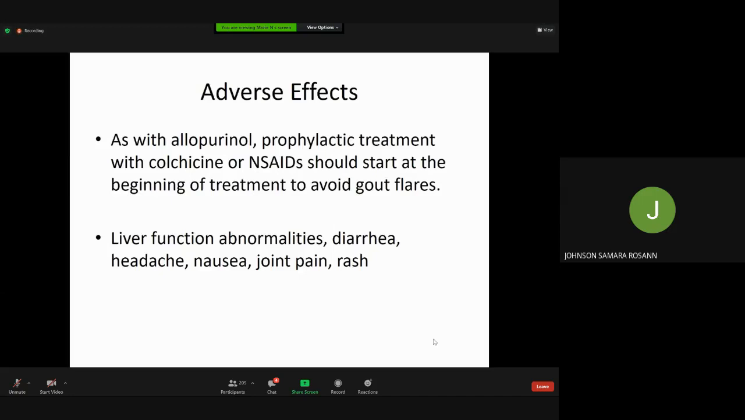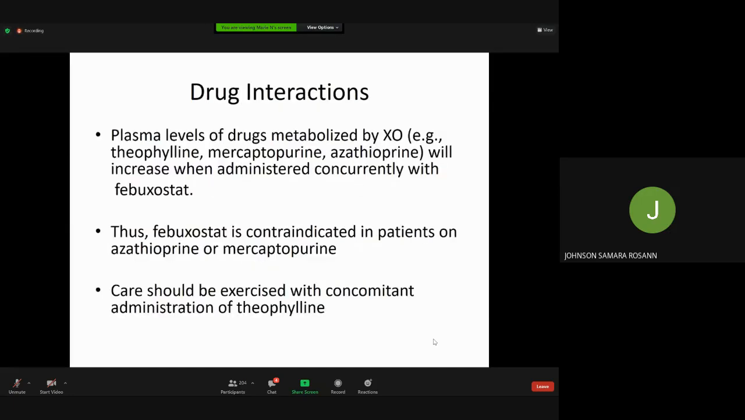In a patient on febuxostat, you should monitor the liver function tests, at least monthly in the first 3 months, then thereafter you can do it every 6 months. So it is associated with liver function abnormalities. It may cause diarrhea, headache, nausea, joint pains, and a skin rash as well.